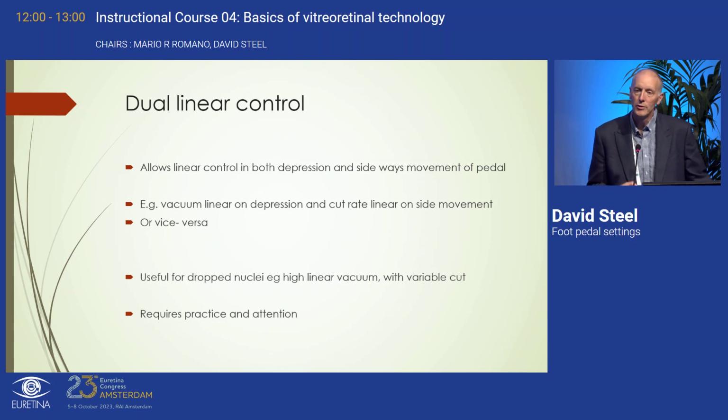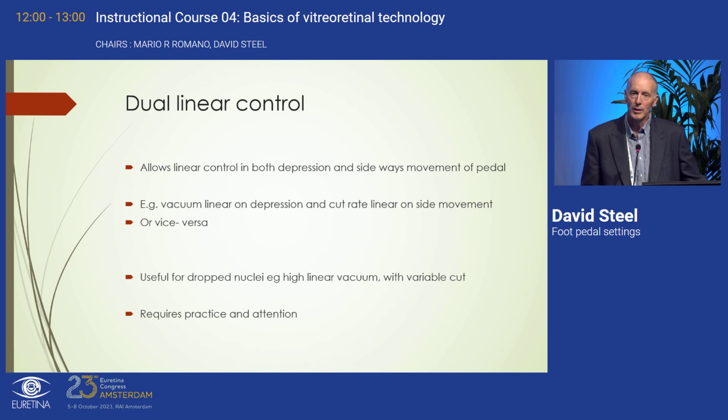Another way of doing it is with dual linear control. First, I think initiated by Bausch & Lomb, but now available on several of the machines. It allows linear control in both depression and sideways movement of the pedal. So as you move your foot down, you can have vacuum on linear downward, and then you can have linear cut rate to the right-hand side. And you can have vice versa. You can swap the control over.